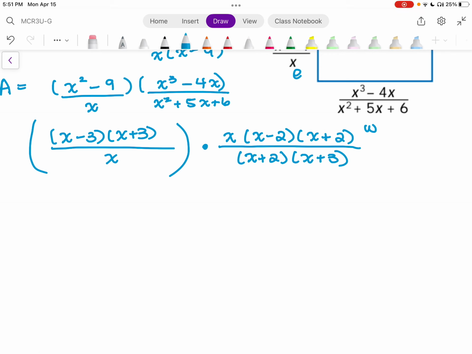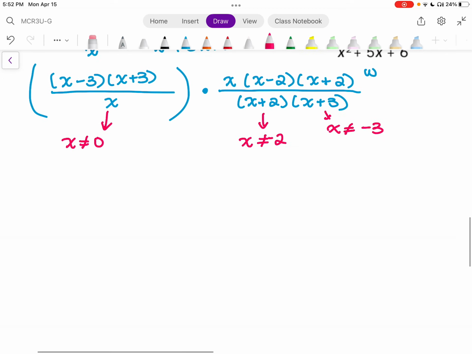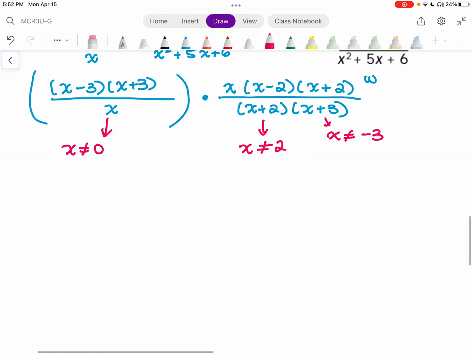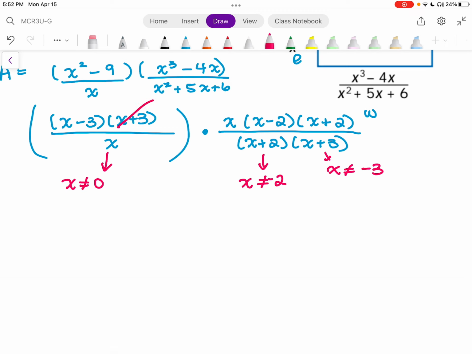Okay, so again, we're going to make sure we go ahead and state all our restrictions. Here, we know x cannot equal 0. Here, we know x cannot equal -2. Here, we know x cannot equal -3. So we have 3 restrictions here, right? And then we can just go ahead and start canceling things out. So we have an x plus 3 here. We have the x and the x that we can cancel out here.